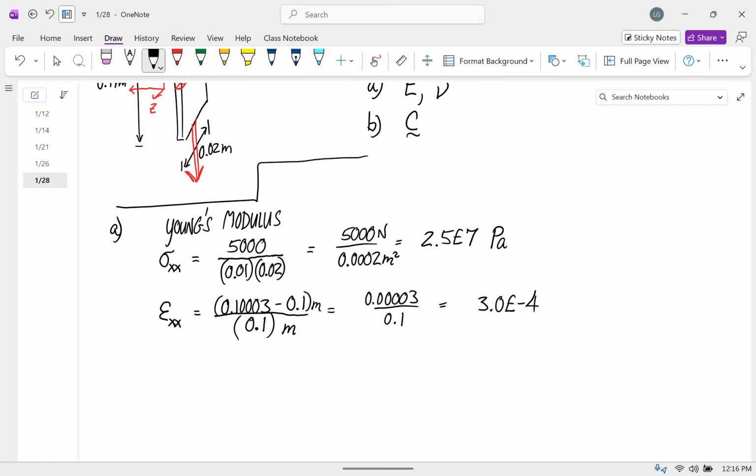And so now we can calculate E. So the stiffness is equal to 2.5 times 10 to the 7 pascals divided by 3.0 times 10 to the minus 4. And we end up with 83.3 repeating times 10 to the 9 pascals. Or in other words, 83.3 gigapascals.